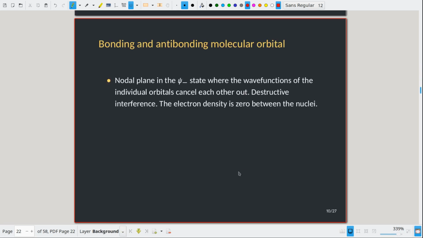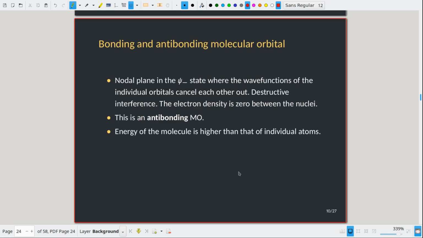So let's go back to that slide. We've got this destructive interference between the two atomic orbital wave functions that creates this effect where the wave functions in the middle cancel each other out. So this results in the electron density being 0 in between the two nuclei. And this is called an anti-bonding molecular orbital. So the energy of this molecule is actually higher than that of the individual atoms.